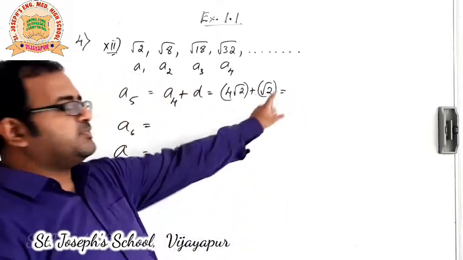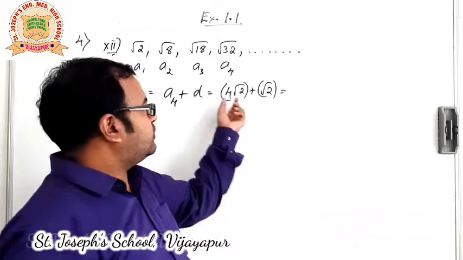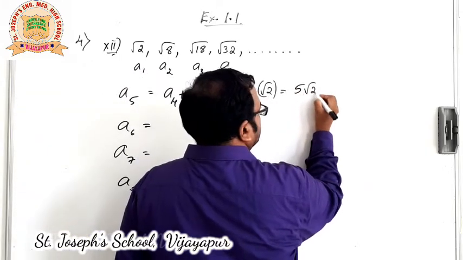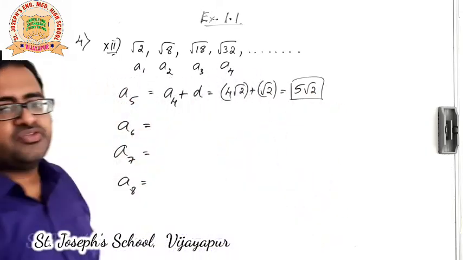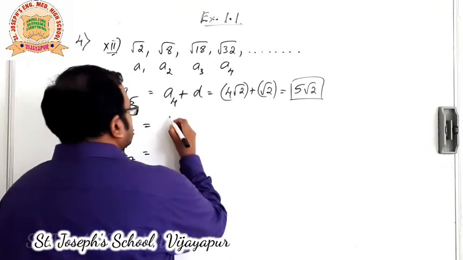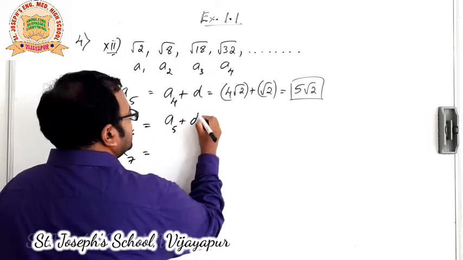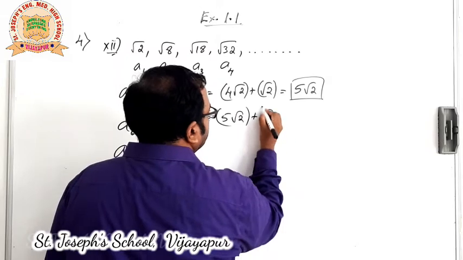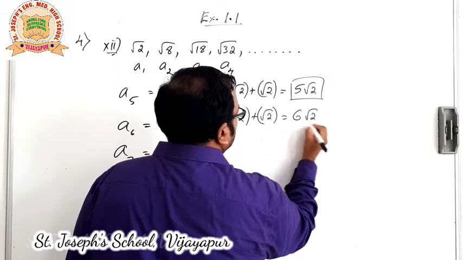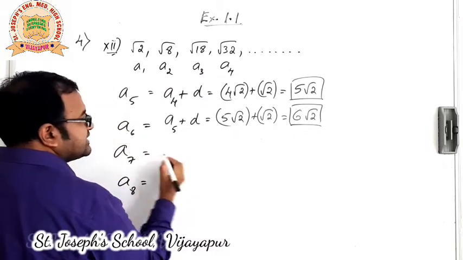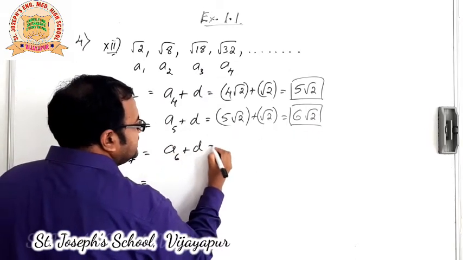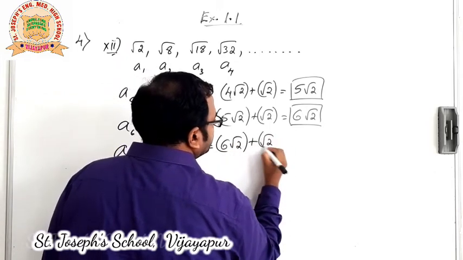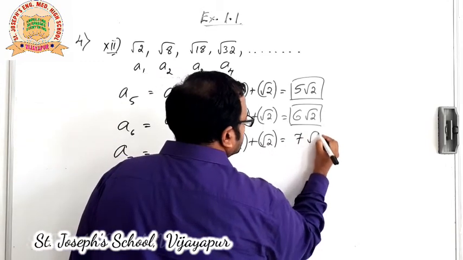What will happen now? 4 apples plus 1 apple. That's how I asked you to assume. Okay. So, 4x plus 1x, that is 5x. Like that, 4 root 2 plus root 2 is 5 root 2. So, you got the 5th term. Let us try to find out the 6th term. What is the 6th term? A5 plus D, which is equal to 5 root 2 plus root 2, which is equal to 6 root 2. So, next one is A7, which is A6 plus D, which is equal to 6 root 2 plus root 2, which is equal to 7 root 2.